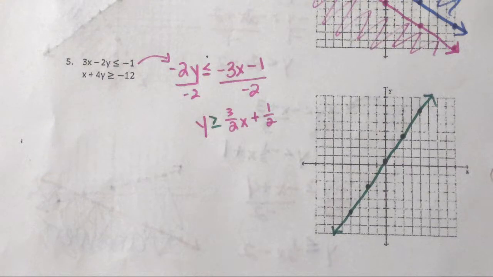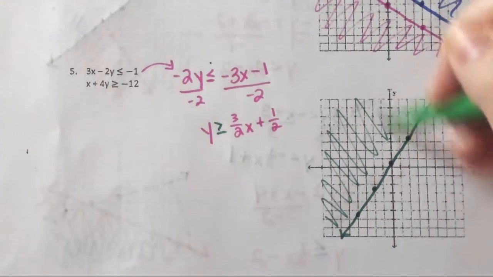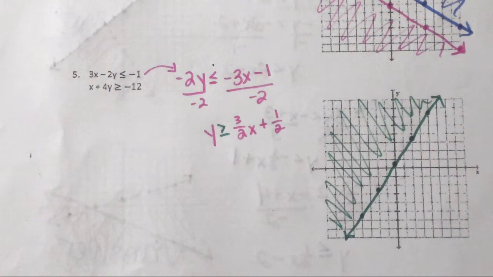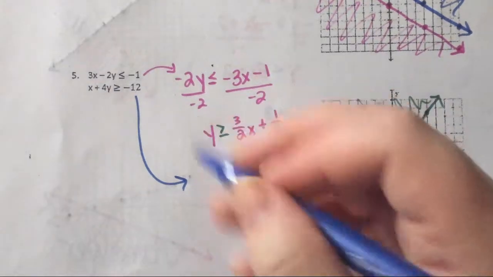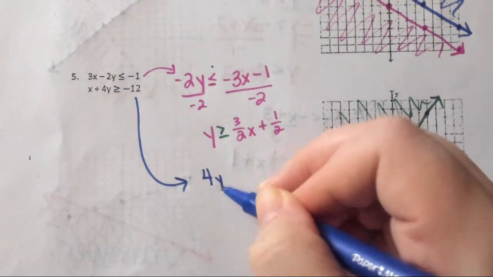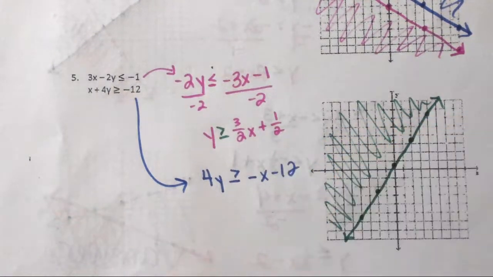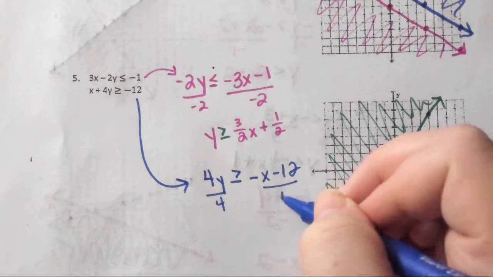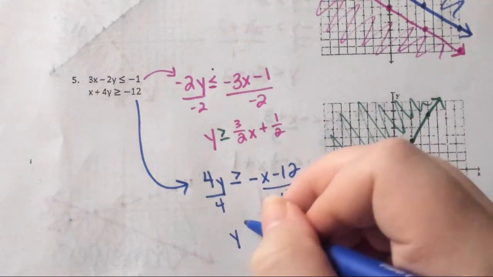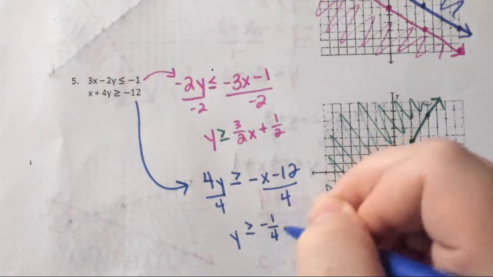Okay, so let's see. Since it is greater than or equal to, we get to shade above our line, so we're going to shade over here. So we've got that line done. We still need to deal with that second equation. It's not in slope-intercept form, so we've got to rearrange it. I'm going to subtract x from both sides, and I'll have 4y is greater than or equal to negative x minus 12. When I divide by 4, I get y is greater than or equal to negative 1/4 x minus 3.